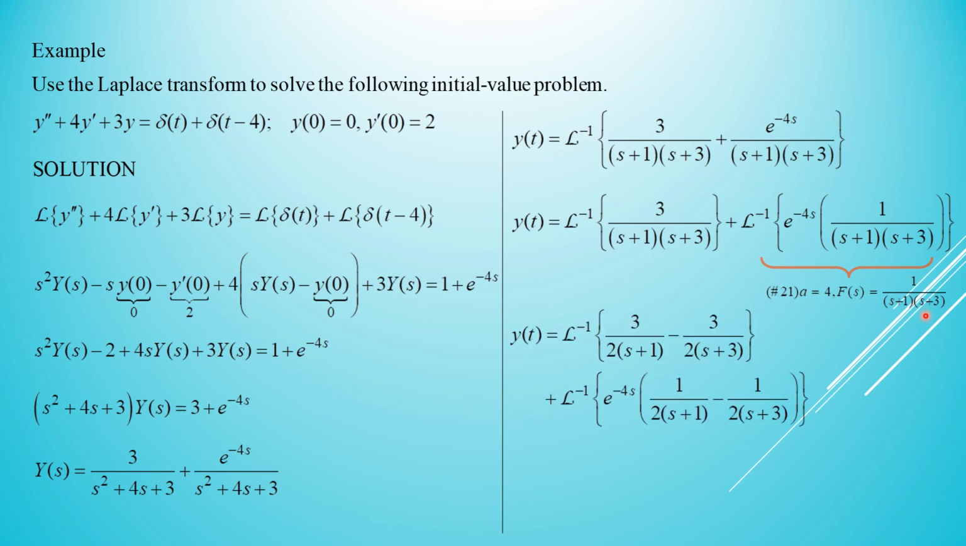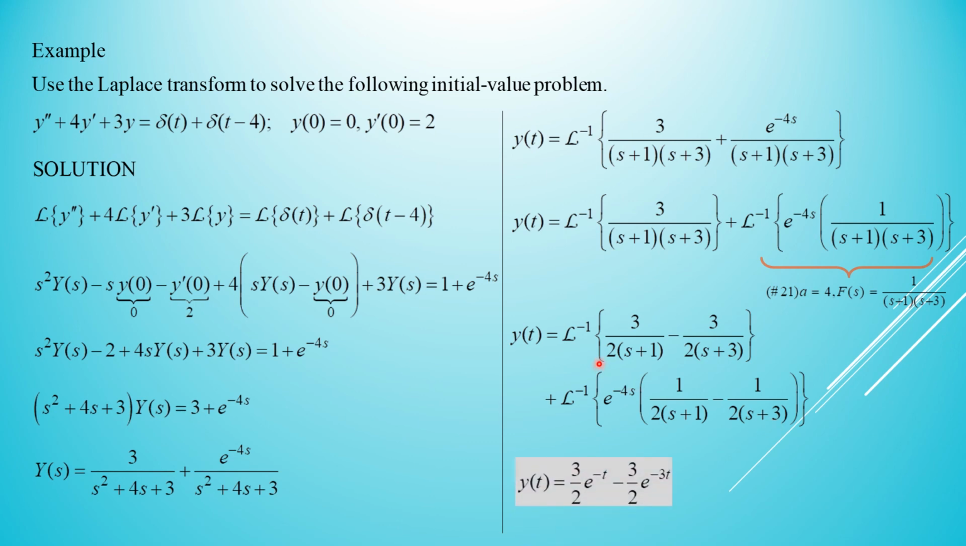Now assuming that you already know how to apply partial fractions, the partial fraction decomposition for 3 over (s plus 1)(s plus 3) is given by 3 over 2(s plus 1) minus 3 over 2(s plus 3). Okay, so this is the partial fraction decomposition for the function in the first term, plus the inverse of e to the negative 4s times the function whose partial fraction decomposition is 1 over 2(s plus 1) minus 1 over 2(s plus 3). Alright?